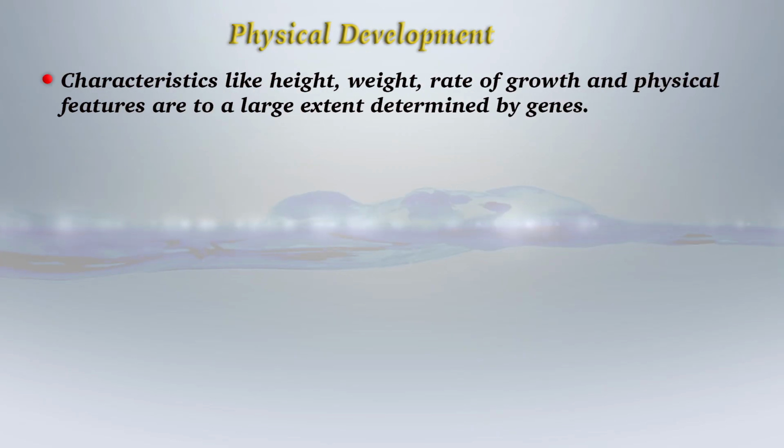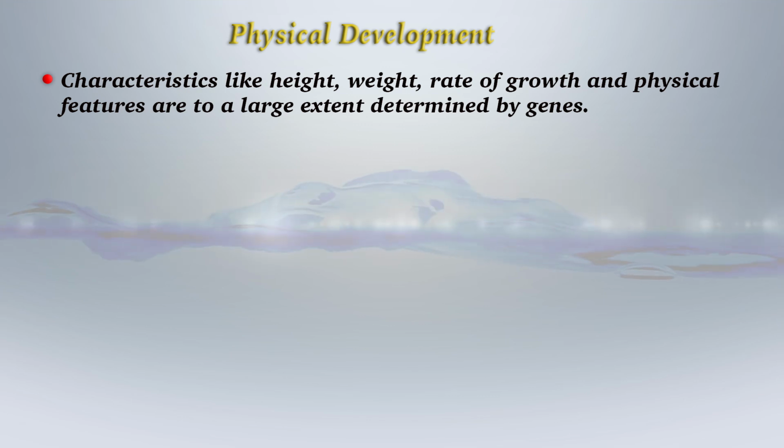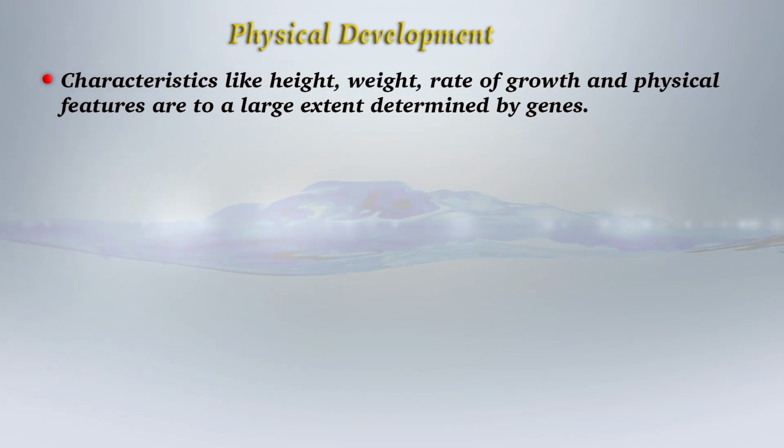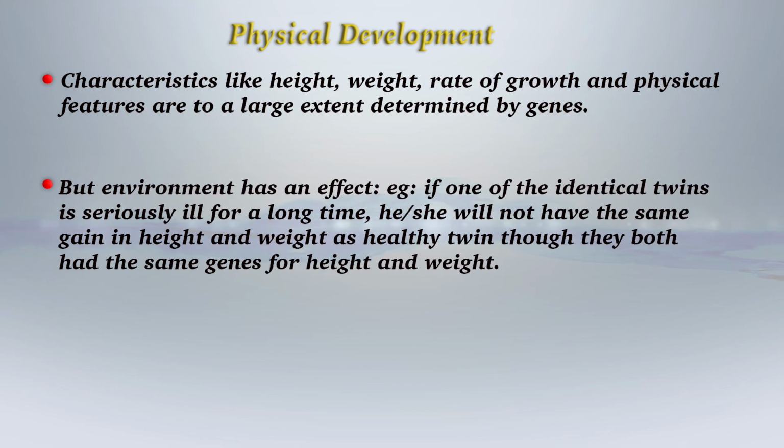Now, our physical characteristics like height, weight, rate of growth, our physical features, the color of our eyes or the shape of our eyes, all of that is to a large extent determined by genes. You can't really change many of the physical features which you inherit. But environment also has an effect. Just as I was telling you just now, in the identical twins, if one of the identical twins has been seriously ill for a long time, then the child's height and weight may not be as in the case of the healthy twin.